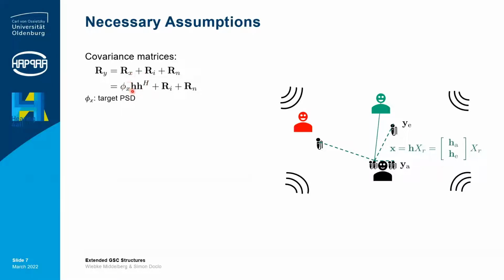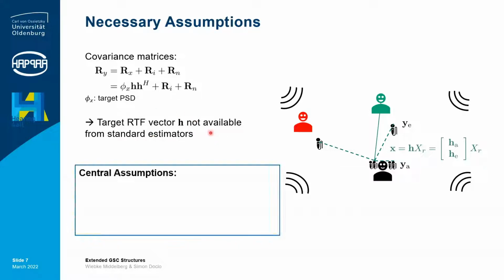If we now want to extract this target RTF vector from our noisy input covariance matrix, we have to realize that standard estimators can actually just account for the influence of the noise component, but not for the influence of the interferer. So by means of standard estimators, we cannot extract the target RTF vector, which is therefore not available for us. So we now have to make some assumptions, as we cannot blindly estimate our target RTF vector. And the first assumption that we make is that we know the geometry of the hearing aids, or rather saying the spacing of the microphones within it.